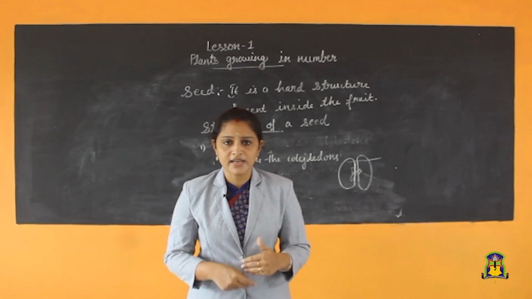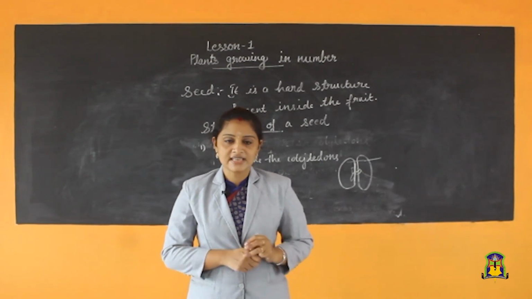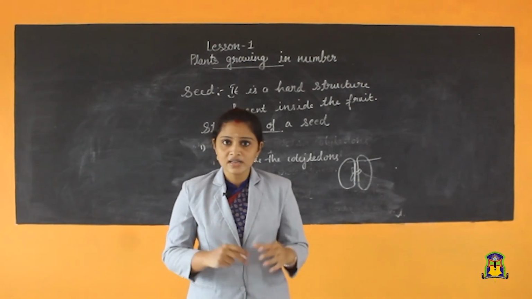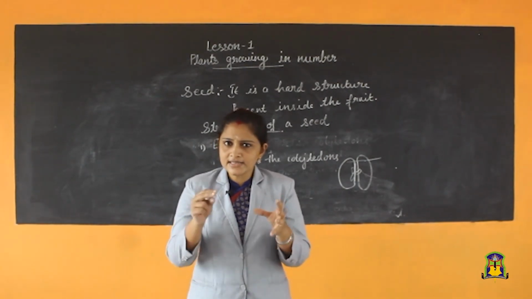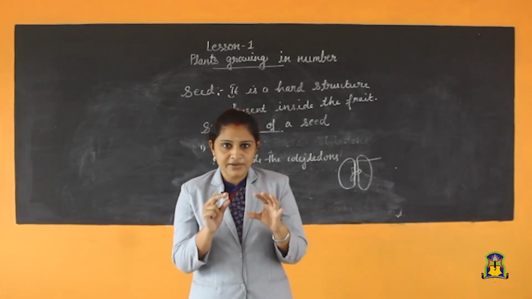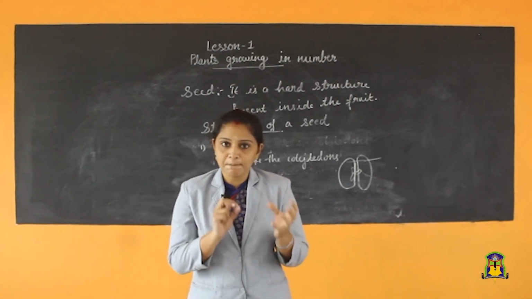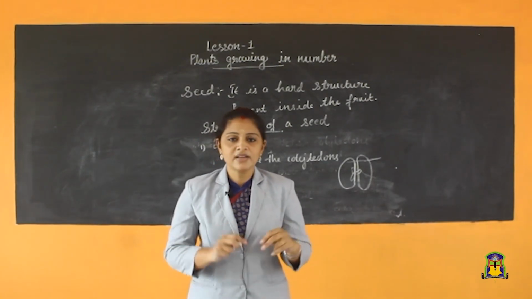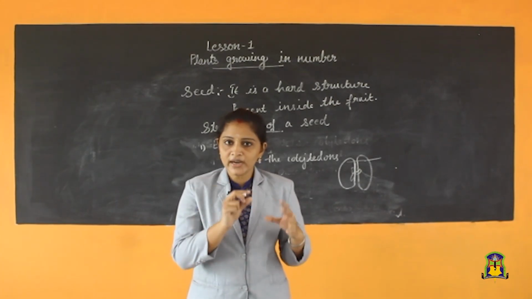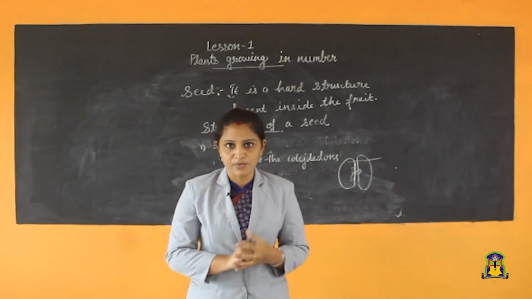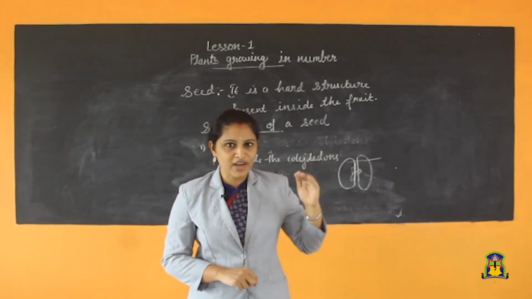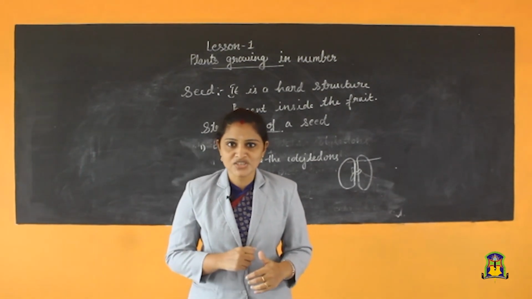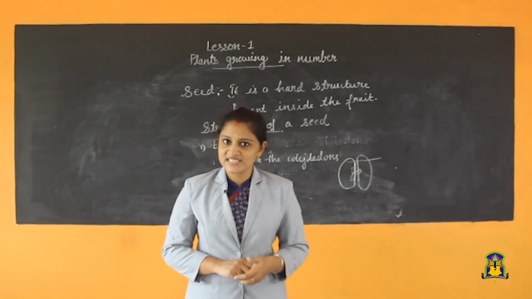Okay, then in the inner part we can see cotyledons, these are seed leaves. These cotyledons store food for the baby plant. Then inside the cotyledons we can see a minute structure, that is the embryo or baby plant, and this embryo has two parts, baby root and baby shoot. They are called radicle and plumule. I hope all of you understood the structure of the seed. Then next we are going to study germination of seed.